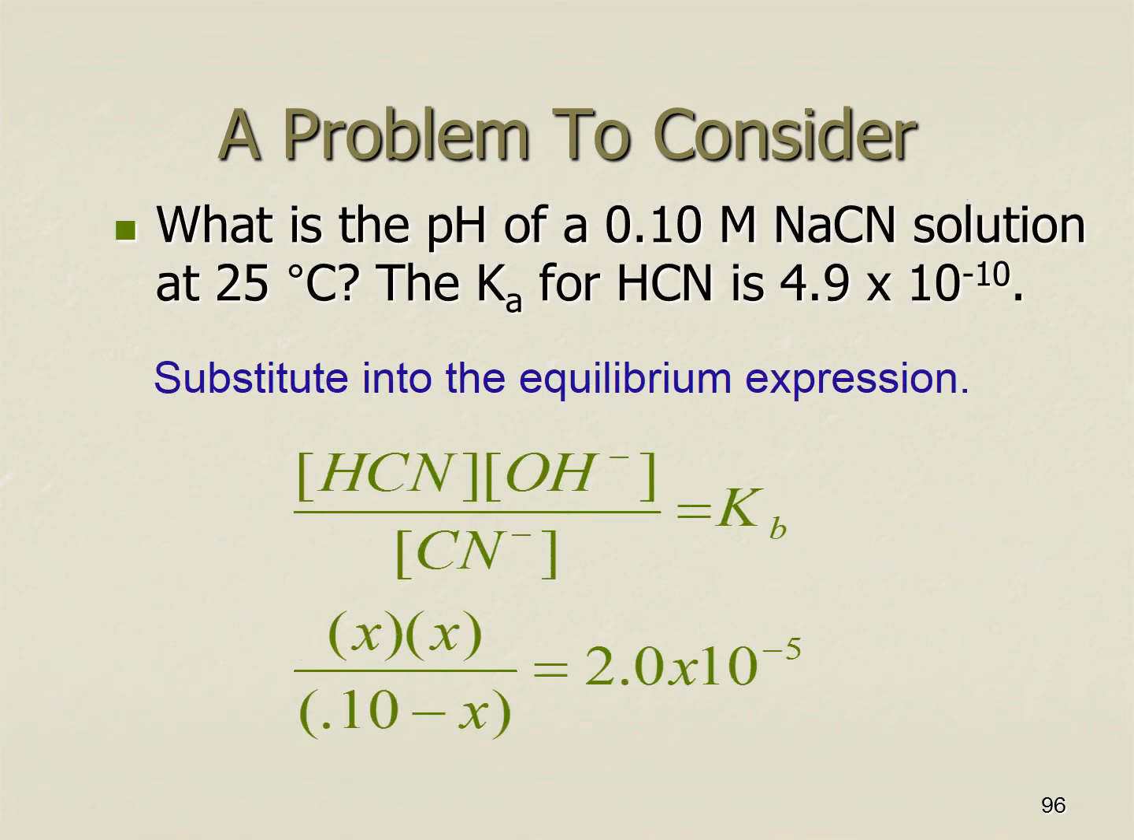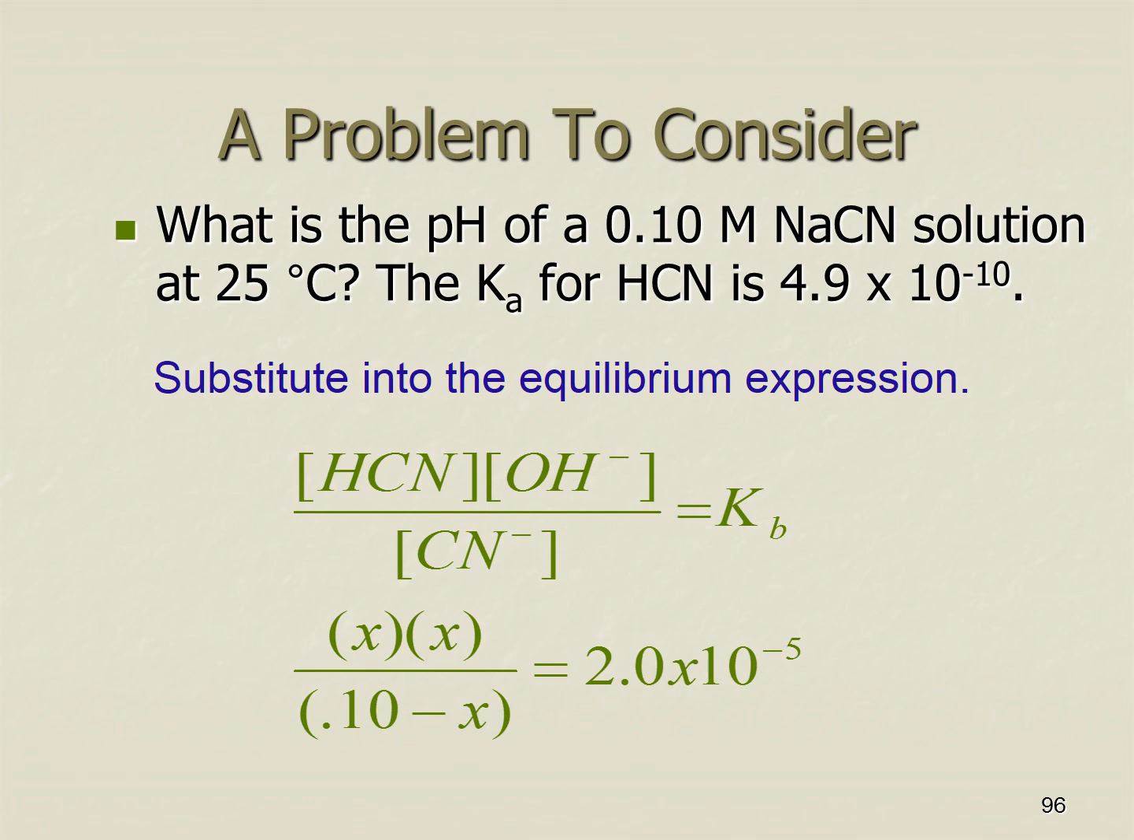So there's our Kb expression. HCN times OH negative divided by CN negative equals Kb. We have the Kb value now, 2 times 10 to the minus 5th. And it equals x squared over 0.1 minus x. We can do the same thing that we did before, where we can take the Cb, 0.1, divided by Kb, 2 times 10 to the minus 5th, and we find out that that's 5,000, so that's definitely much greater than 100. So that means we can drop the minus x in the denominator.